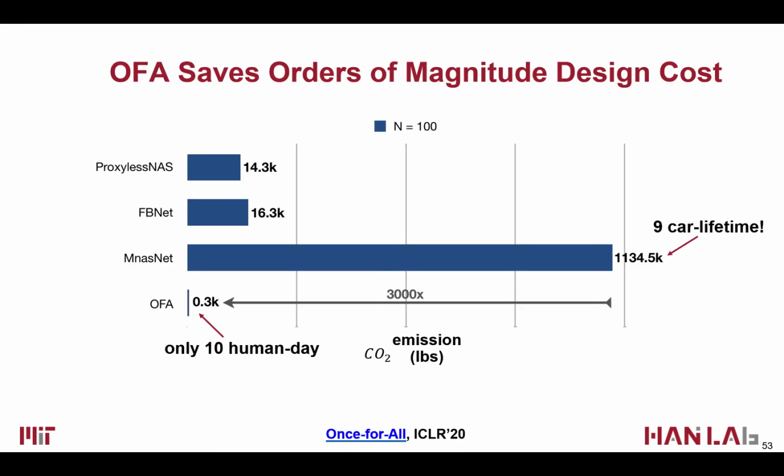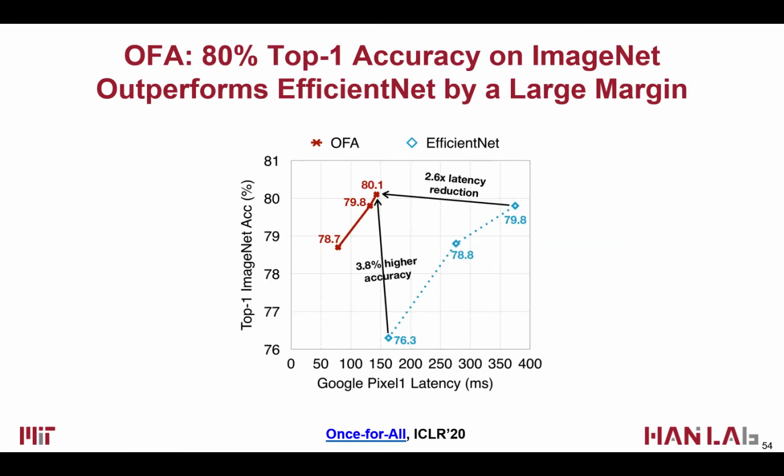For example, a once-for-all network only costs 300 pounds of carbon dioxide emission under 100 deployment scenarios, which is 3,000 times smaller than MnasNet. The reduction ratio can be even larger when you have more deployment scenarios. Moreover, we do not sacrifice any accuracy. Instead, once-for-all provides state-of-the-art accuracy on ImageNet under the mobile settings.